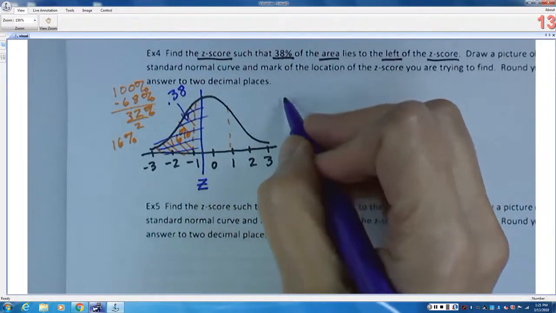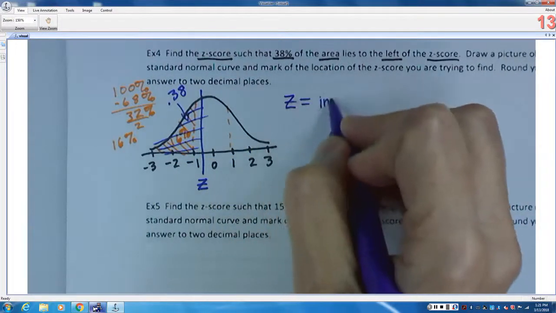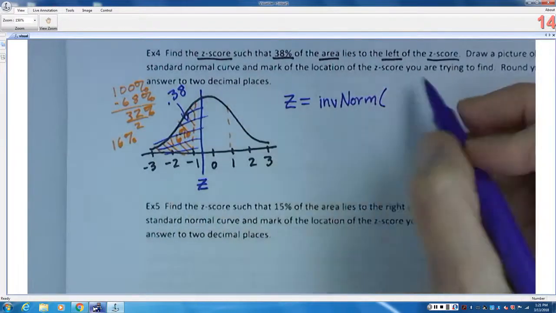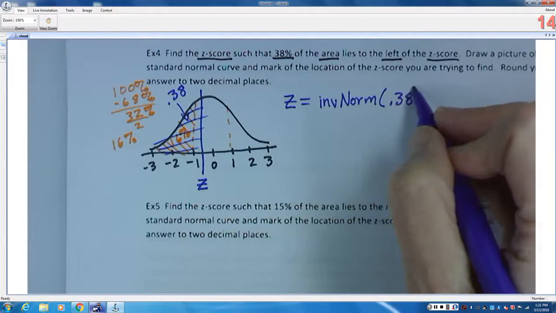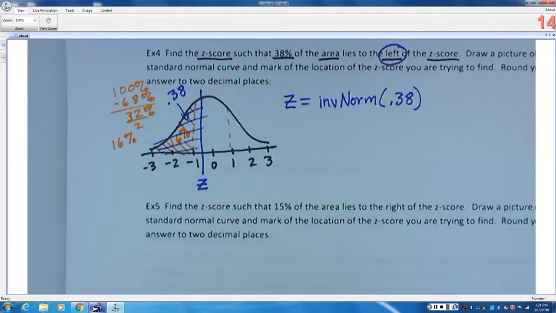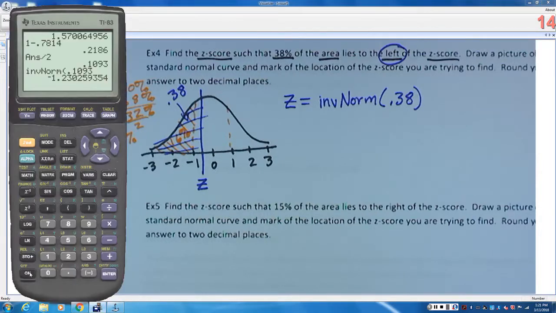So z equals inverse norm of the area to the left, which is 0.38. Don't have to subtract from 1 because we're given the area to the left. You're required to put in the area to the left. Okay. All right. Second distribution, inverse norm, 0.38.